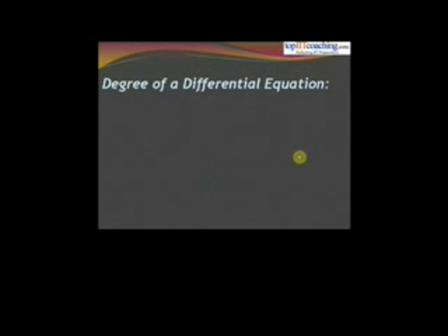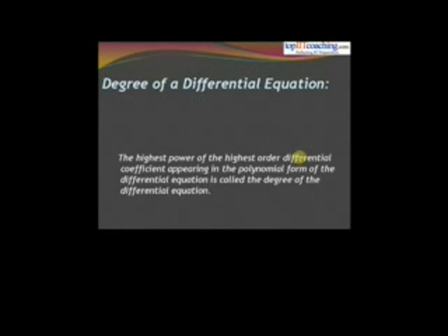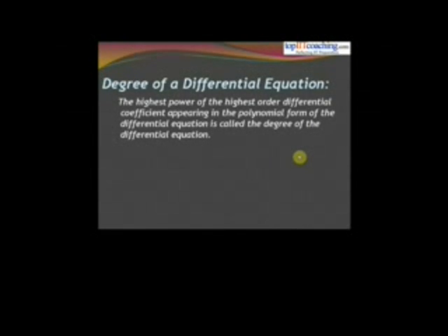The next concept is degree of a differential equation. Now the highest power of the highest order differential coefficient appearing in the polynomial form of the differential equation is called as the degree of differential equation. So it is actually the highest power of the highest order differential coefficient.